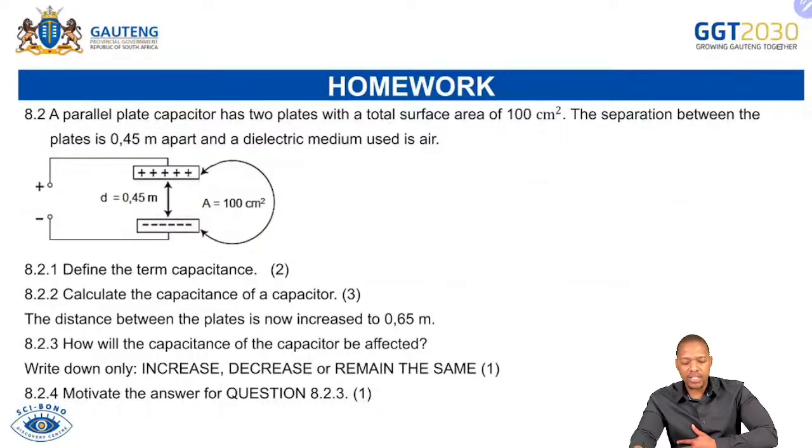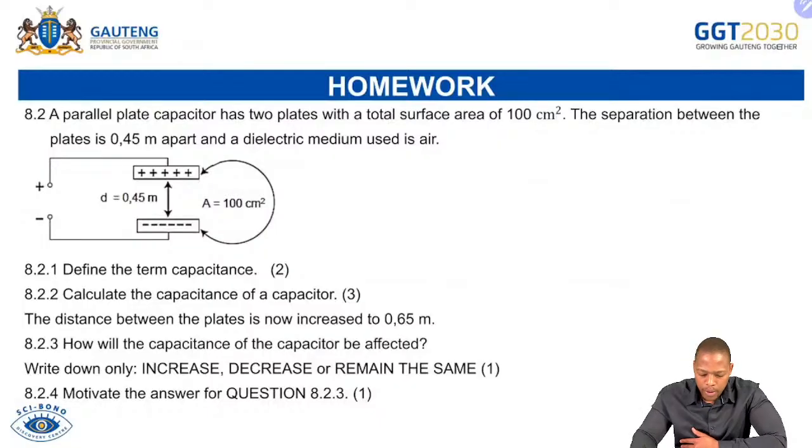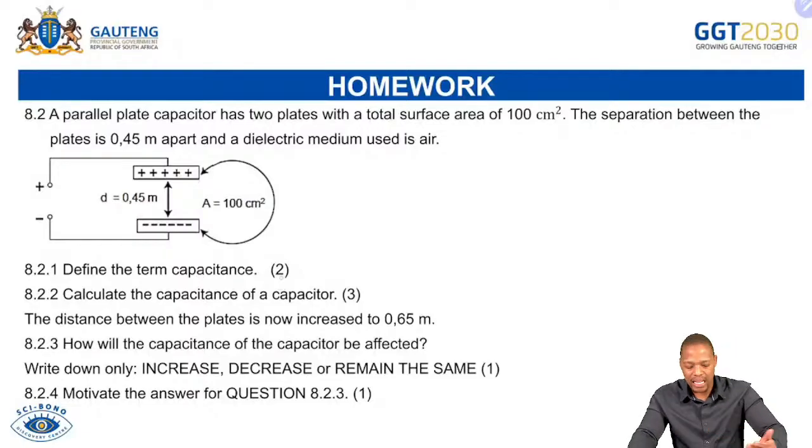This is a typical exam question also from a previous question paper, and even check the marks that are given there, right? It says define the term capacitance. Then again, another definition. Calculate the capacitance of a capacitor. You are choosing between formula 1, formula 2, right? The distance between the plates is now increased to 0.65 meters. How will the capacitance of the capacitor be affected? This is a nice question there.